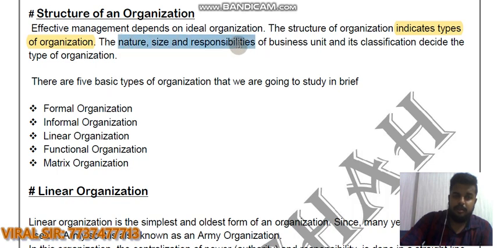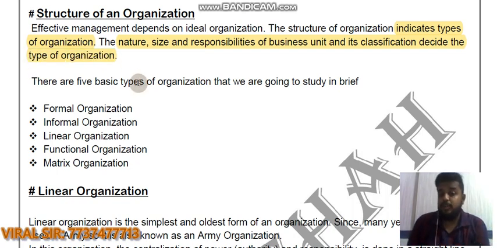What are the bases on which we decide which kind of structure to follow? They are nature, size, responsibility of the business unit and its classification. Generally there are 5 major types of organizational structure: formal organization, informal organization, linear organization, functional organization and matrix organization. Out of these, linear, functional and matrix organization are important from the point of view of your board examination.